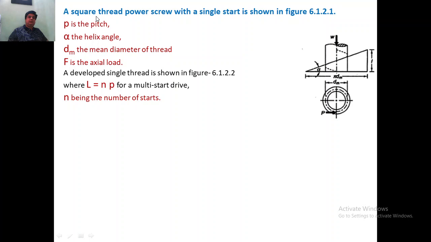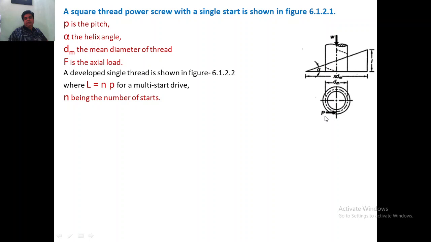So now we'll start with the analysis. In the analysis, the pitch will be there for the thread, and this becomes alpha, the helix angle. So this is the thread helix after the development. The inclined plane becomes the surface of the thread, and the thread angle, or helix angle, will be alpha. dm is the mean diameter of the thread, so we take the mean diameter of the screw rod, and F is the axial load.